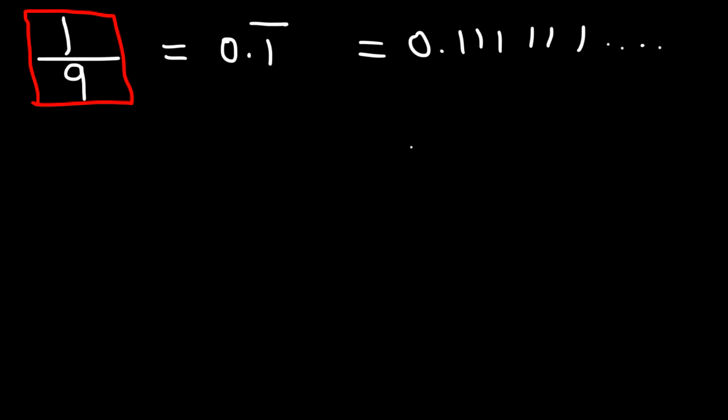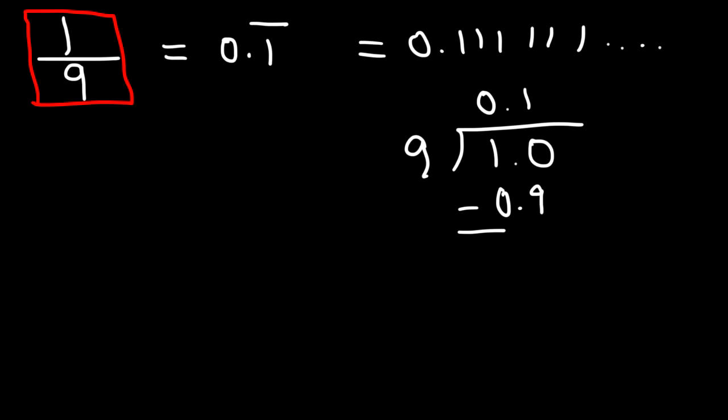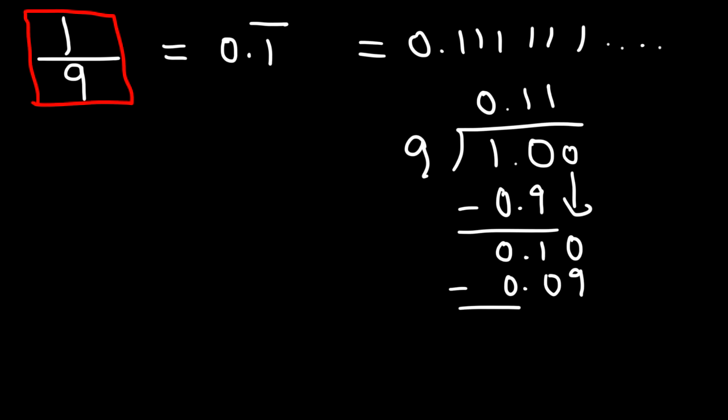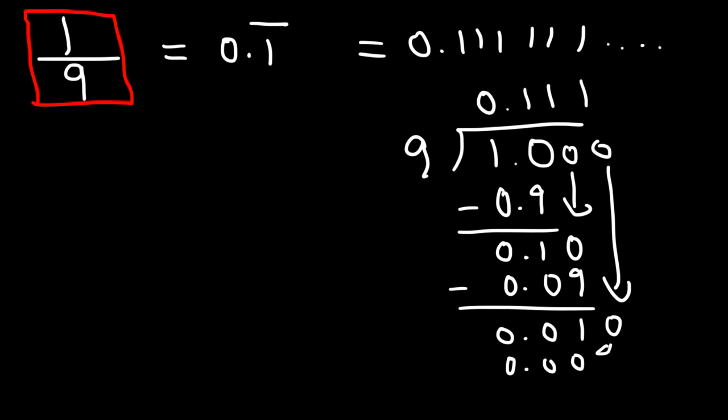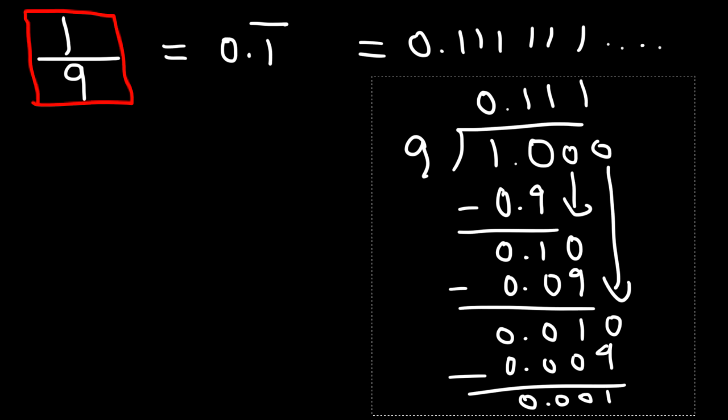For instance, 9 doesn't go into 1, so 9 goes into 1 0 times, so we've got to add a 0 and a decimal point. 9 goes into 10 one time. 9 times 1 is 9, and so this gives us a difference of 0.1. 1 minus 0.9 is 0.1. 9 goes into 10 one time again, and 9 times 1 is 9, and notice that this will keep repeating. And then 9 goes into this 10 one time, and then the pattern will just continue. So 1 over 9 is basically 0.1 repeating.